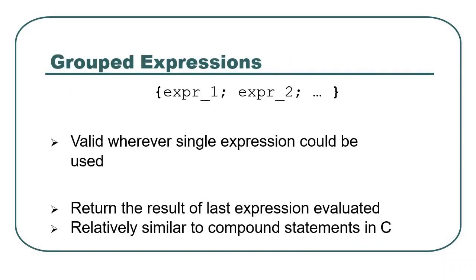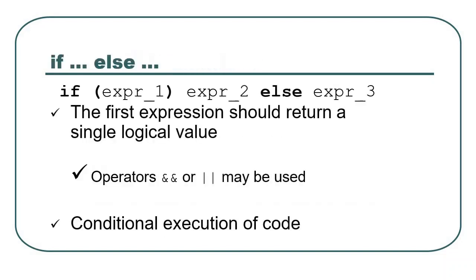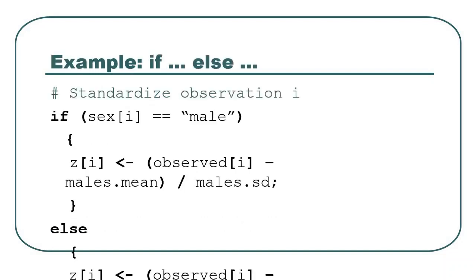So next we will consider grouped expressions, expression 1 and expression 2. It is valid wherever a single expression could be used. It returns the result of the last expression evaluated, so it is relatively similar to a compound statement in C. Next let us consider if, else: if expression 1, expression 2, else expression 3. The first expression should return a single logical value. Operators such as and, or, all are used. Now this is an example of if else.